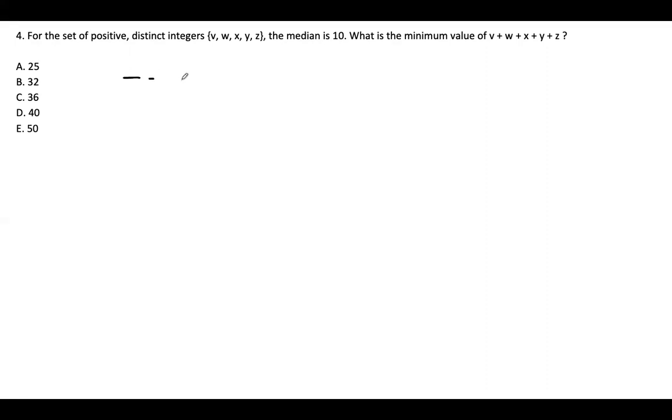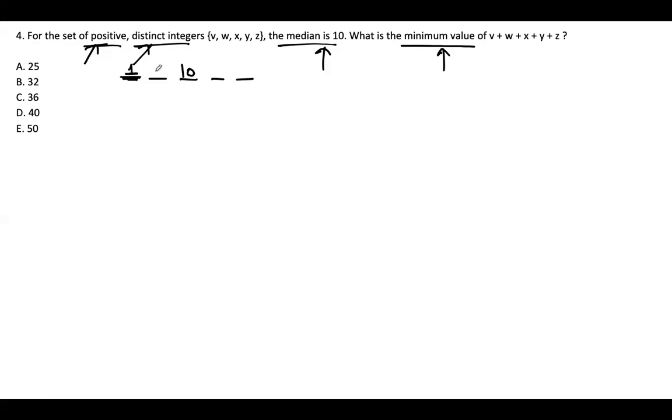Yes. So for the set of positive distinct integers V, W, X, Y, Z, the median is 10. That means this value is 10, correct? Yes. So what is the minimum value of V plus W plus X plus Y plus Z? If we are saying positive, if we are saying distinct, what is the minimum value for this?